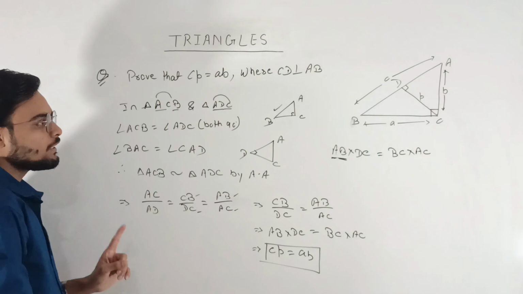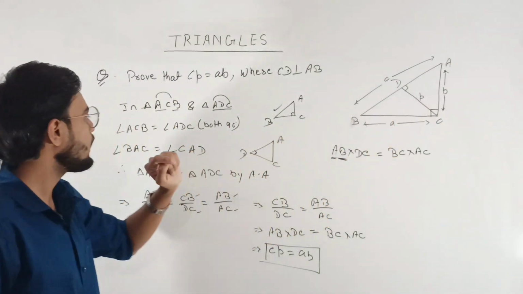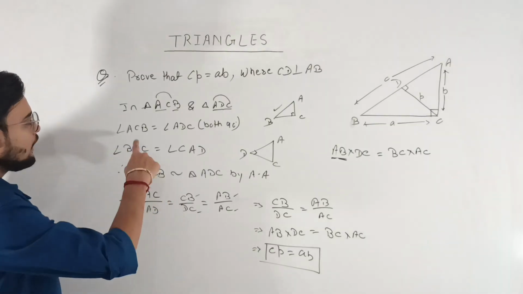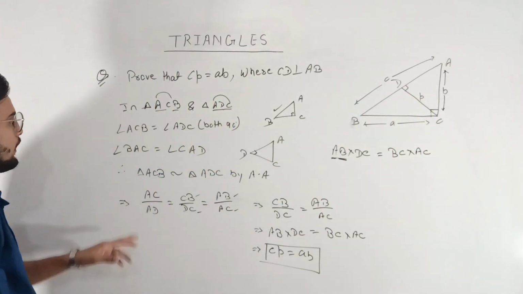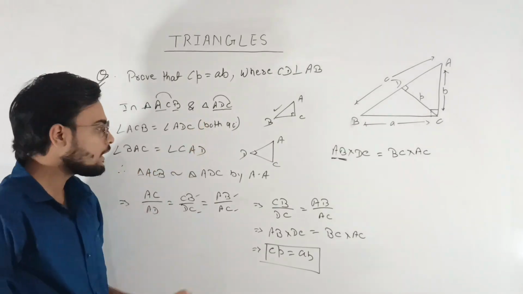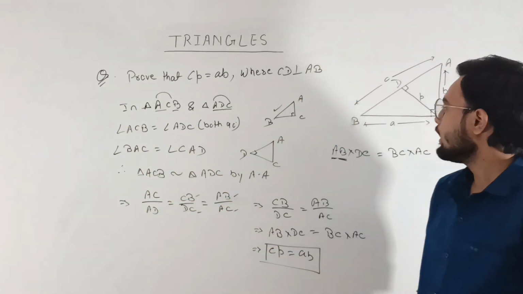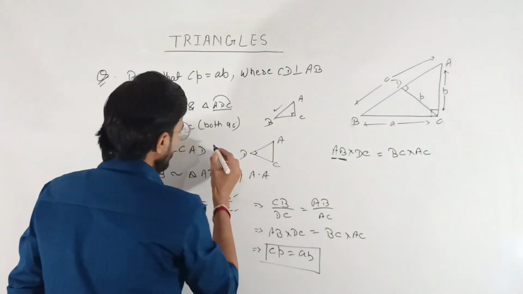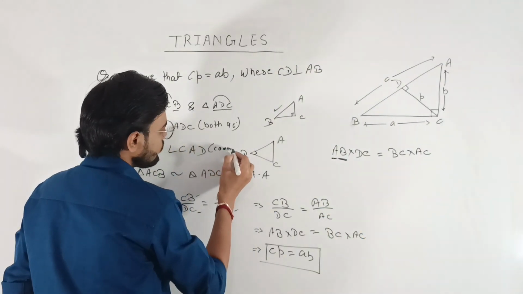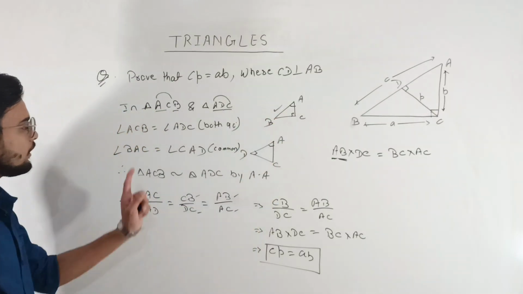So for this, first I show similar triangle ACB and triangle ADC. So look here. In these two triangles, first, this is 90 degree, 90 degree. So angle ACB is equal to angle ADC, both 90 degree. Then angle BAC is equal to angle CAD. This is common. Look, angle A and angle A, both are common.